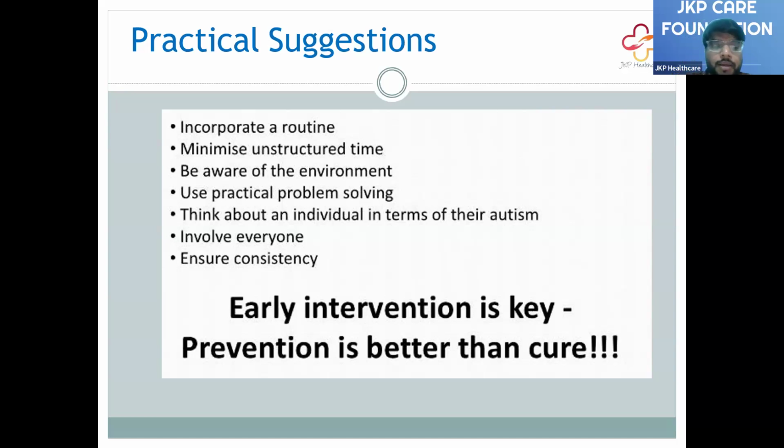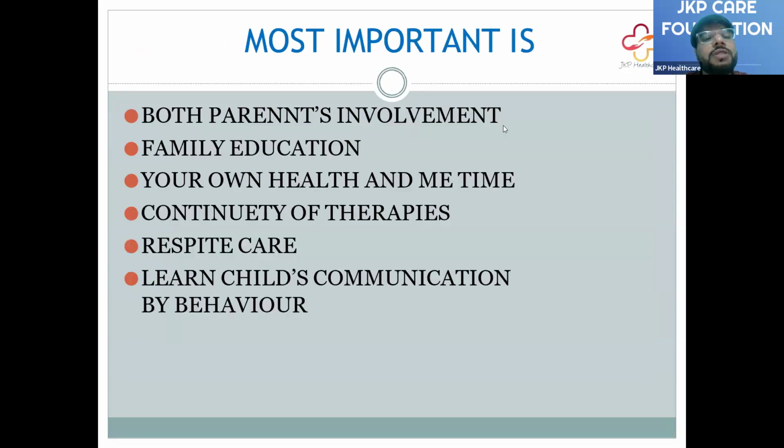Okay. Now I am coming to most important things. Both parents' involvement is important. Family education is important. Your own health and me time is important. I think I've discussed this before also. Continuity of therapies, whatever therapies are going on. So continuity of therapies is important. Respite care is important. What is respite care?